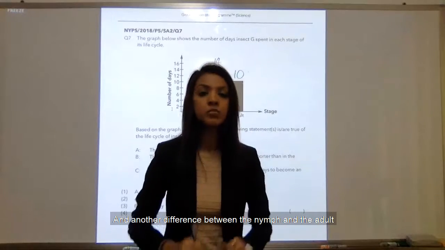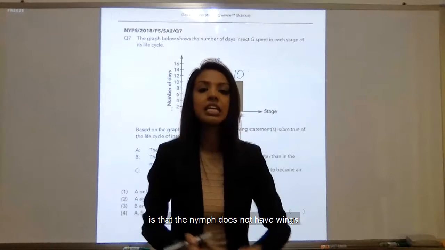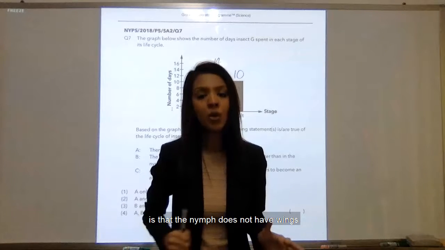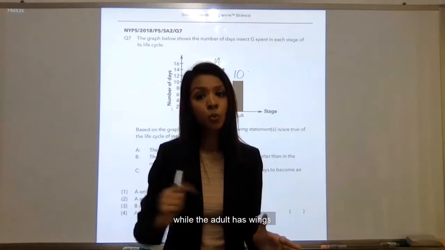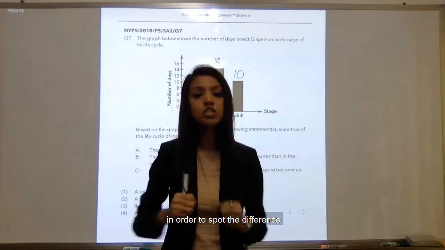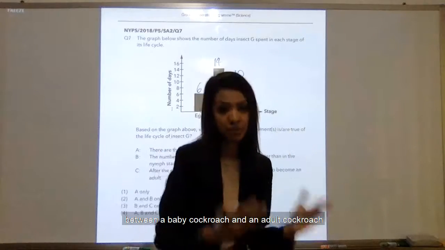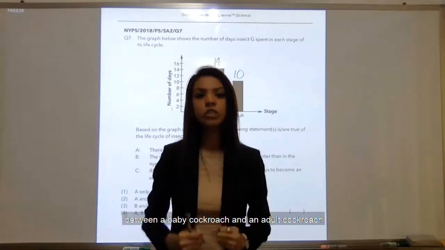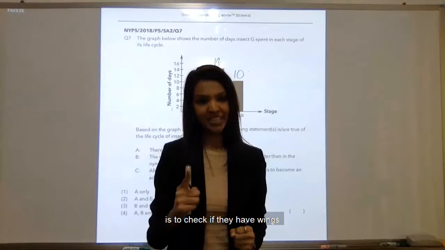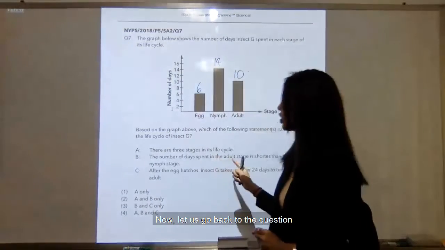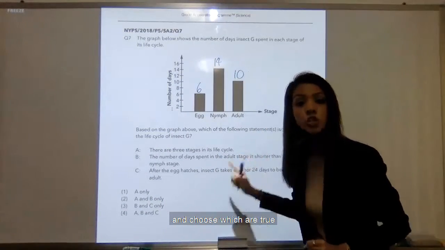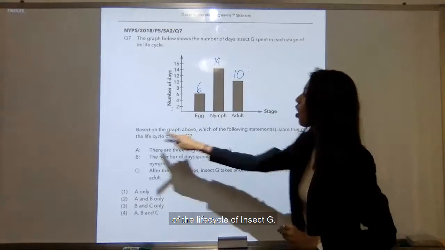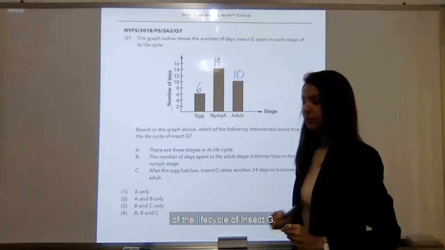Another difference between the nymph and the adult is that the nymph does not have wings, while the adult has wings. And that is why, to spot the difference between a baby cockroach and an adult cockroach, you check if they have wings. Now, let us go back to the question and go through each statement and choose which are true of the life cycle of insect G.